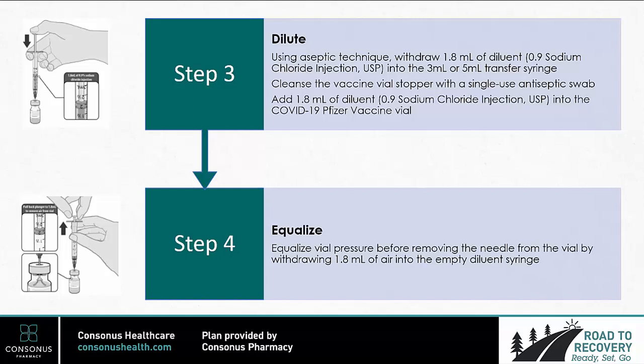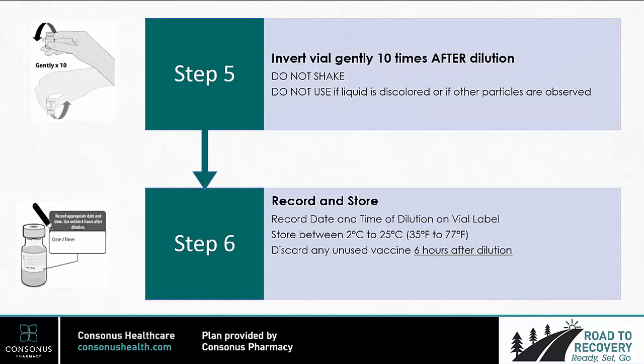The fourth step is to equalize. Equalize the vial pressure before removing the needle from the vial by withdrawing 1.8 ml of air into the empty diluent syringe. Step 5. Invert the vial gently 10 times again after dilution. Reminder, do not shake and do not use if the liquid is discolored or if other particles are observed.